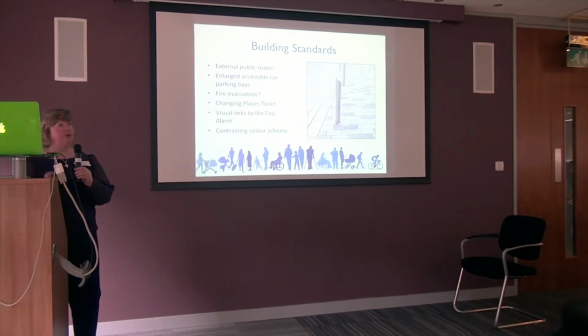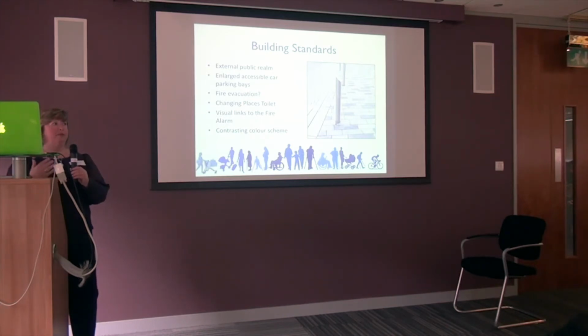Contrasting colour scheme, very, very few mentions of that within the regulations. Things like contrasting nosings to stairs, grab rails within accessible toilets, lobby areas, lifts and things. Nothing about the walls, the ceilings or whatever.